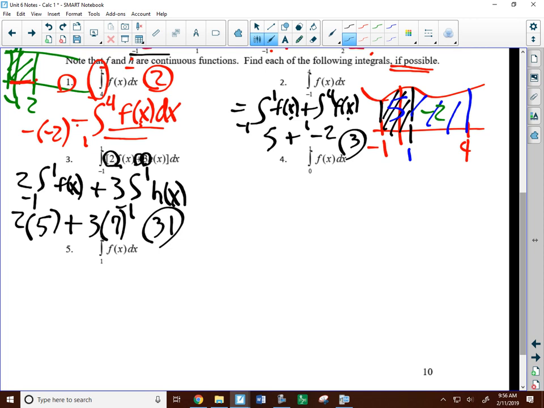Is that to the -1? No, that's the integral from the last one. That's the integral from the last one. Yeah. Okay, let's try and do one more.